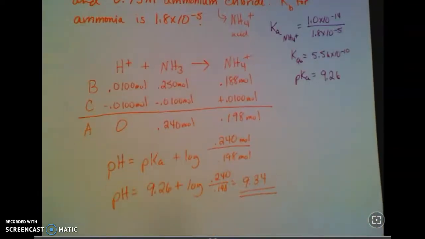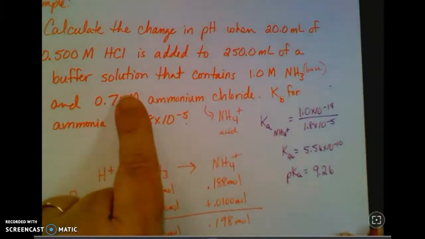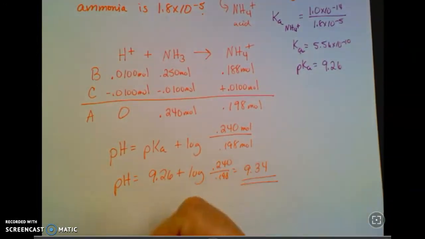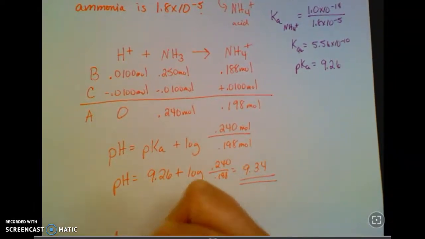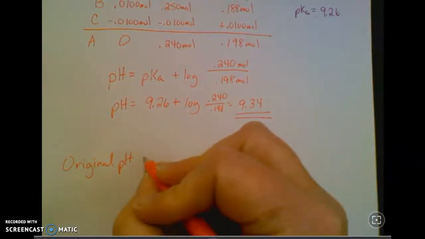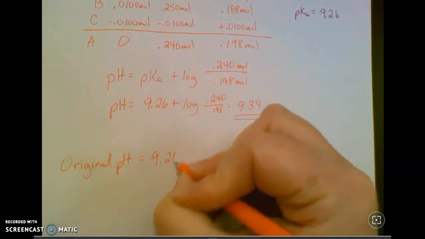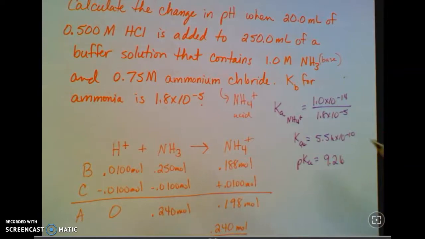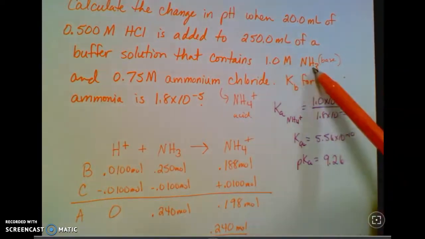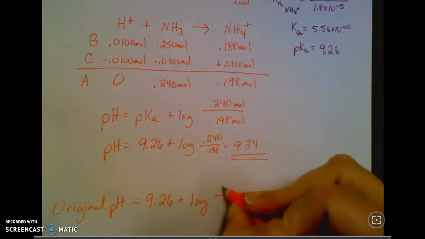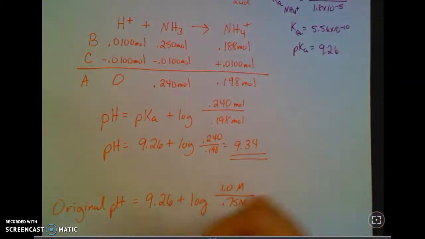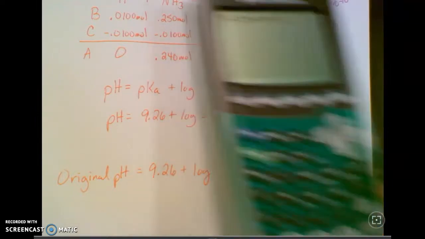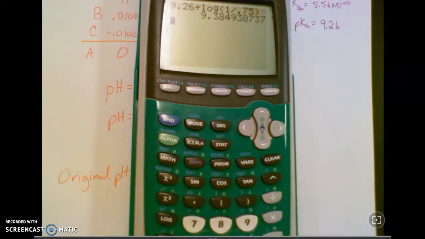And so there's the pH. Now, that doesn't exactly answer this question because this asked for the pH change. And so this is my new pH. So what was my pH to begin with? Again, that's an easy question. So originally, the original pH is going to be pKa, 9.26, plus the log of base over acid. And when I started this, and I can use molarities or moles for this, doesn't matter, I had a 1 molar base and a 0.75 molar of the conjugate acid. And so just a matter of solving that. 9.26 plus the log of 1 over 0.75. And you get 9.38.